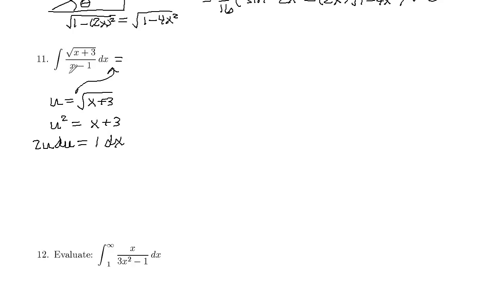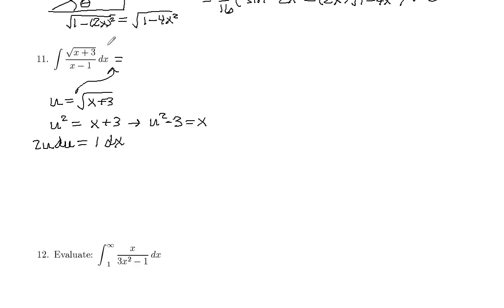And then we need to know what x minus 1 is. Okay, so here, if we solve this for x, bring the 3 over as a negative, then u squared minus 3 is going to equal x. So then that means that wherever we see an x, we can put in u squared minus 3.